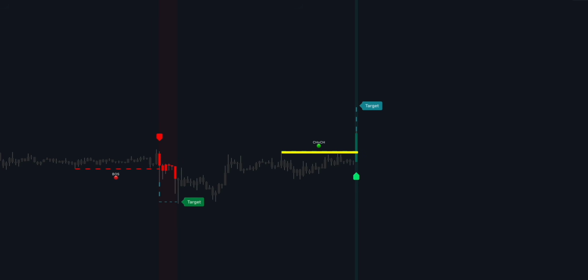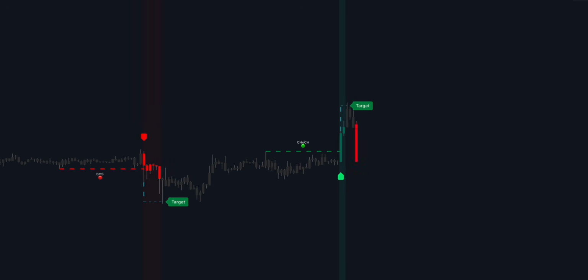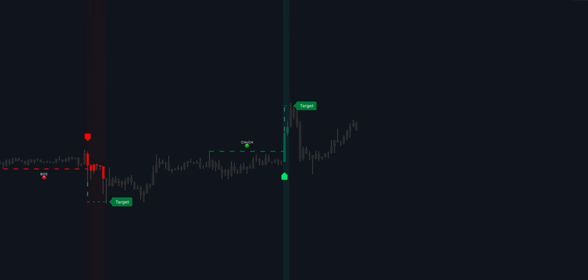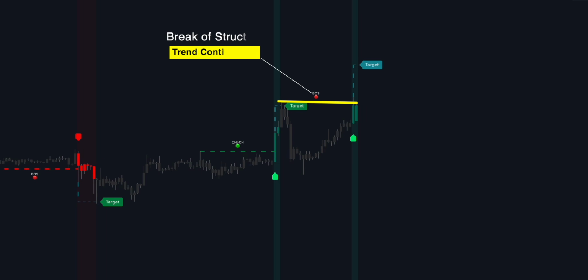If the previous high is broken for the first time after a downtrend, the indicator recognizes it as a change of character. If the high gets broken again after a change of character, the indicator marks it as a break of structure.